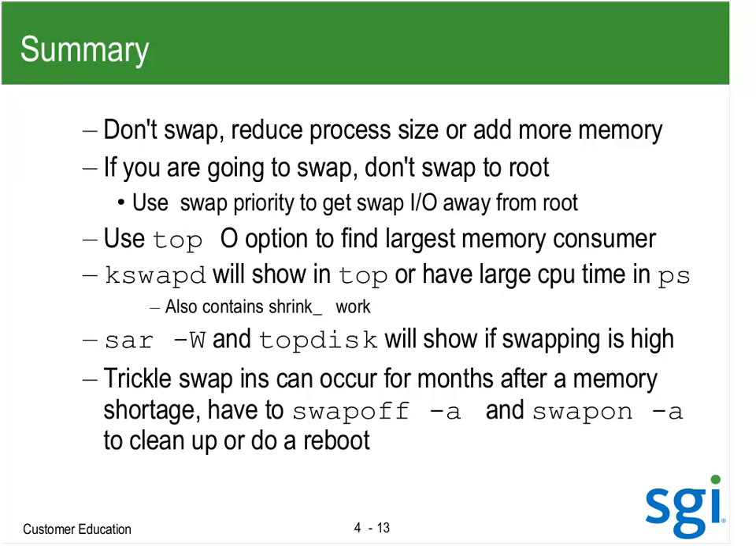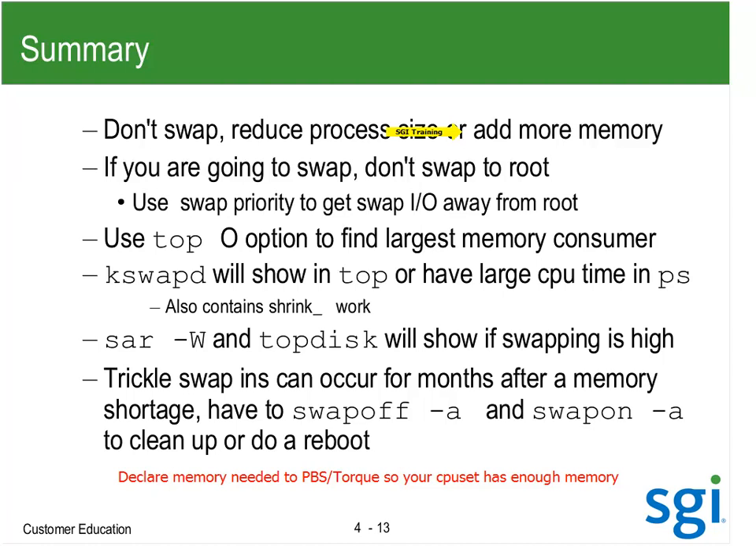So first of all, we don't want to swap. Back off on your process size if you need to. Add more memory. I should add in here CPU set declaration. So declare memory needed to PBS Torque so your CPU set has enough memory.